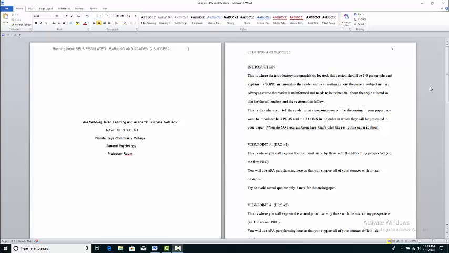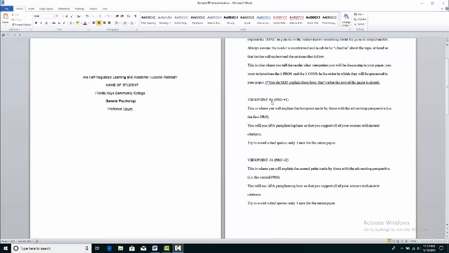So your viewpoints should then be listed. You will begin with a header for each of your 3 pro points and then a header for each of your 3 cons. Again, they should be in the same order as you listed them in the introduction section.